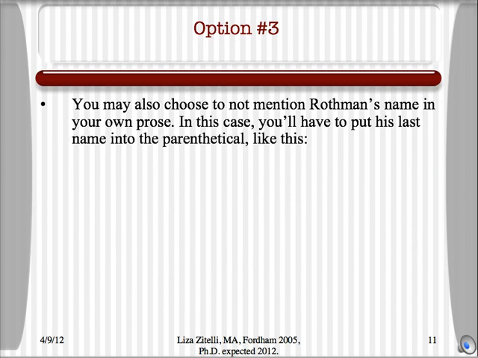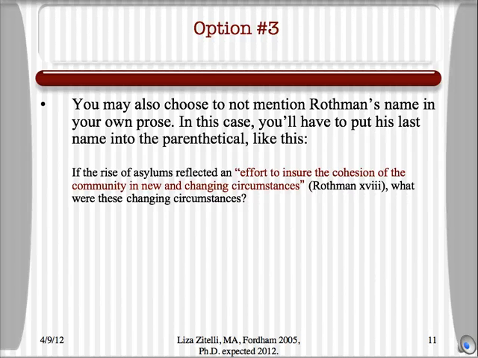A third option, you may also choose not to mention Rothman's name in your own prose. In this case, you would put the last name into the parenthetical, like this. If the rise of asylums reflected, quote, "an effort to ensure the cohesion of the community in new and changing circumstances" (Rothman XVIII), what were these changing circumstances?